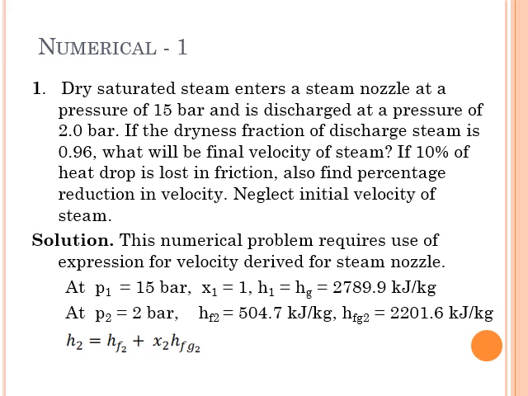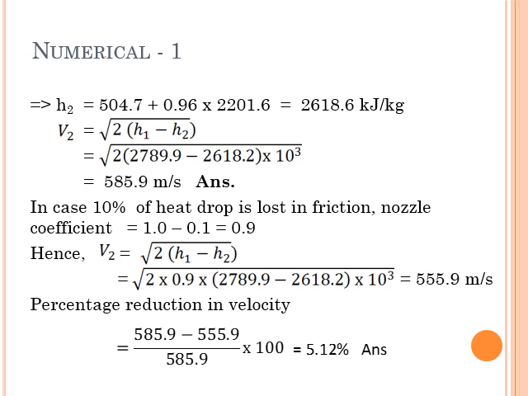So we put values and H2 is found out to be 504.7 plus 0.96 into 2201.6, that is equal to 2618.6 kilojoule per kilogram. Now, having found out values of H1 and H2, we can put the values in the expression for velocity V2 equal to square root of 2 (H1 minus H2).